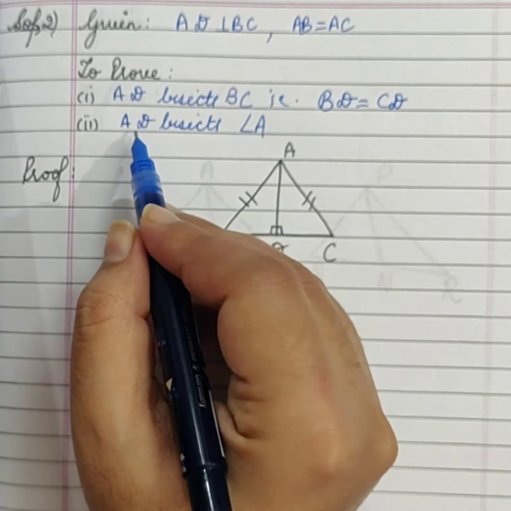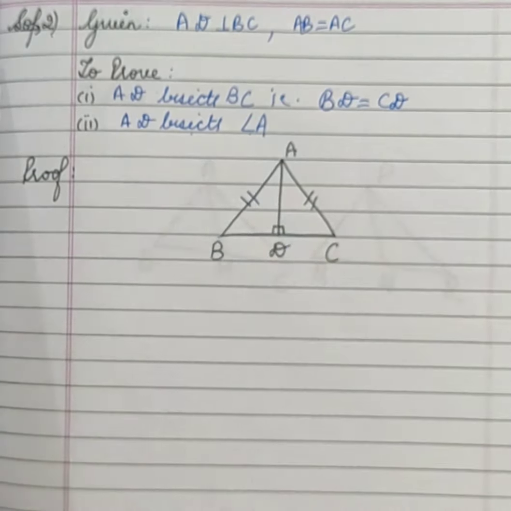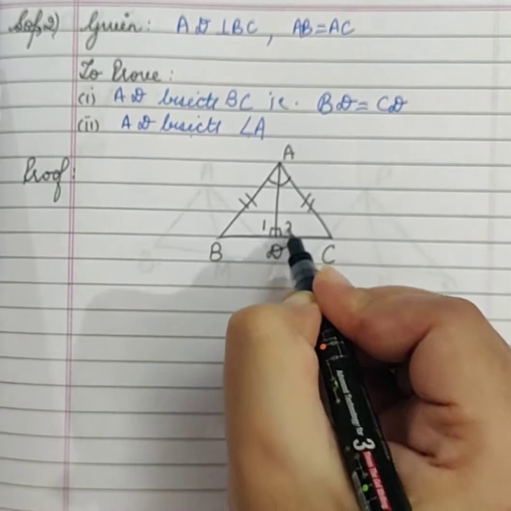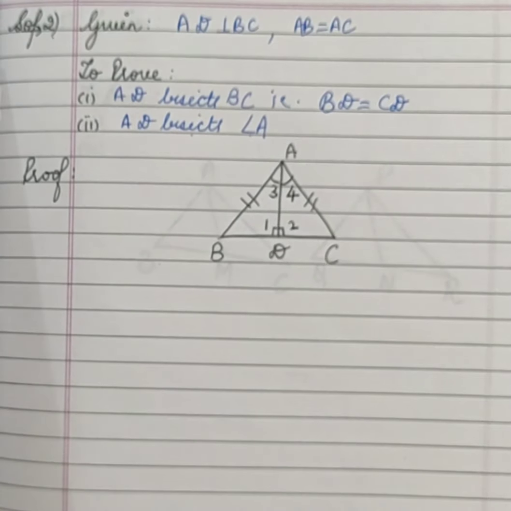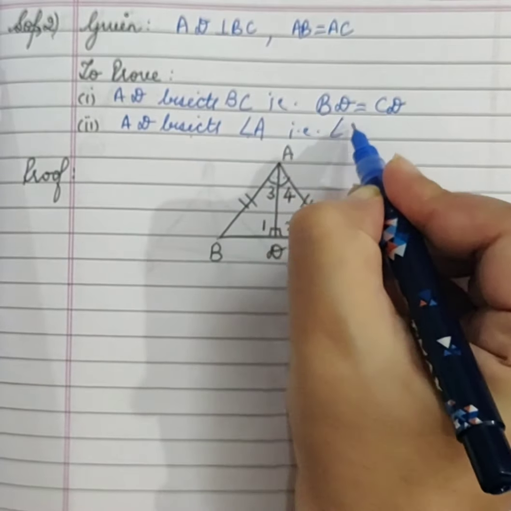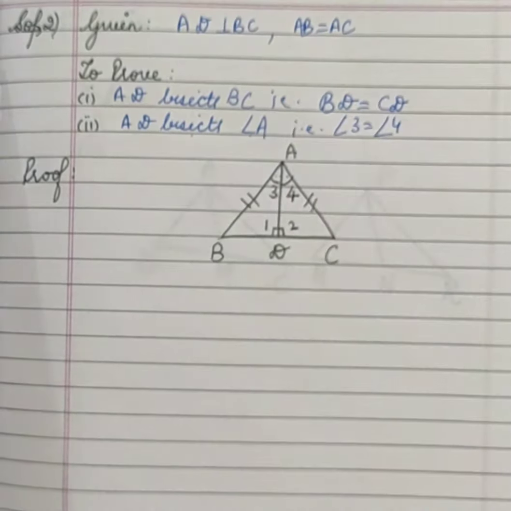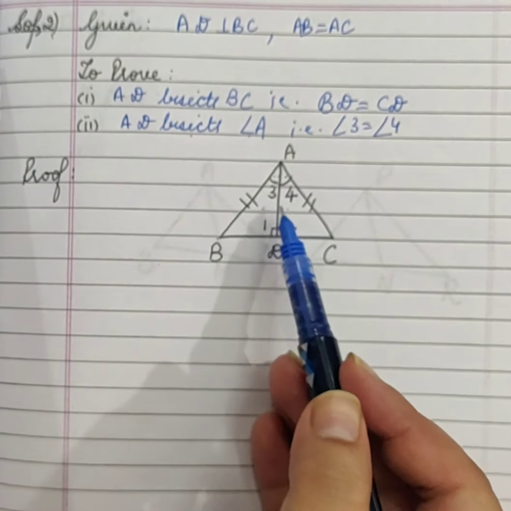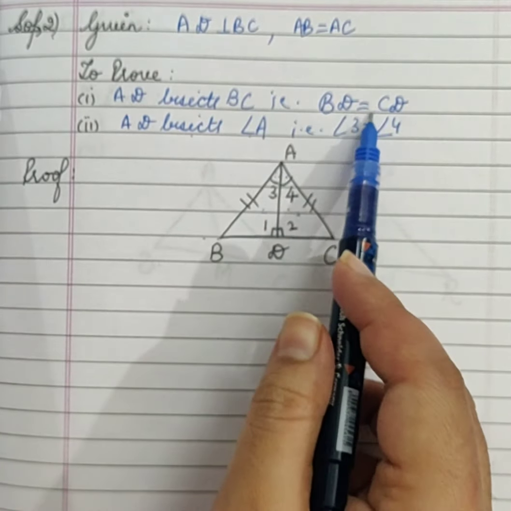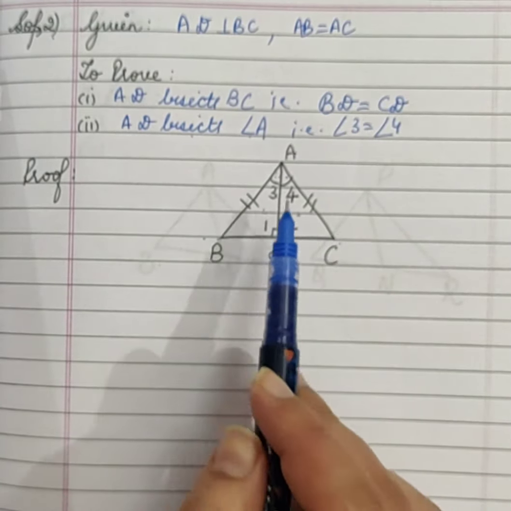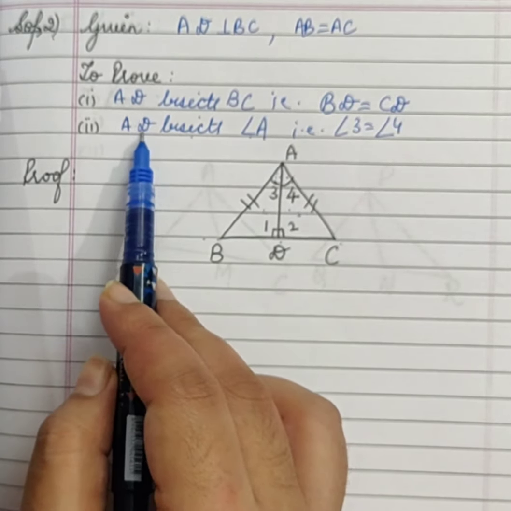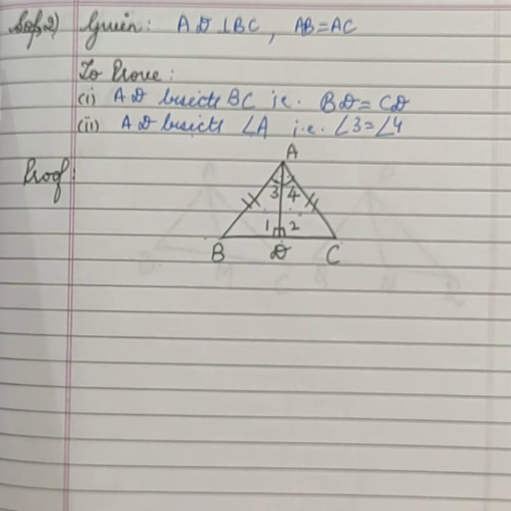In the second part, AD bisects angle A. That means we are supposed to prove, let me name these as angle 1, 2, 3, 4. That means we have to prove angle A is being bisected. That is angle 3 is equal to angle 4. If I prove these two triangles congruent, that is ADB and ADC, by CPCT directly I can write BD is equal to CD and angle 3 is equal to angle 4. These two parts can be written directly by CPCT if I prove these two triangles as congruent.